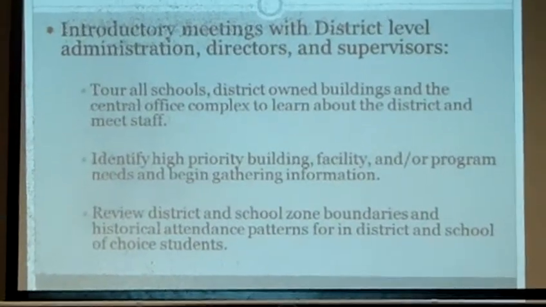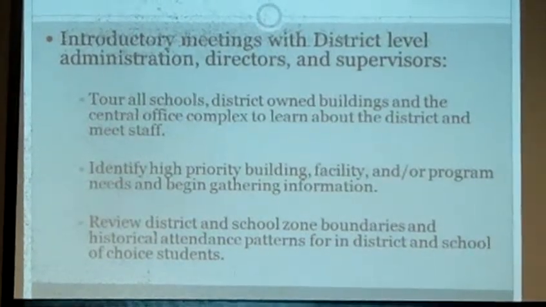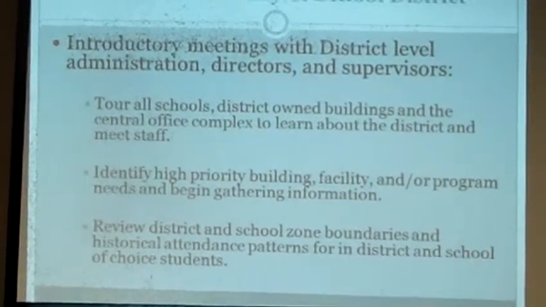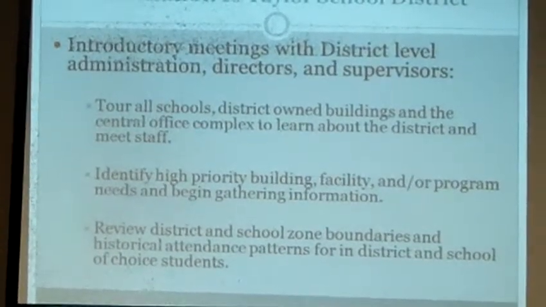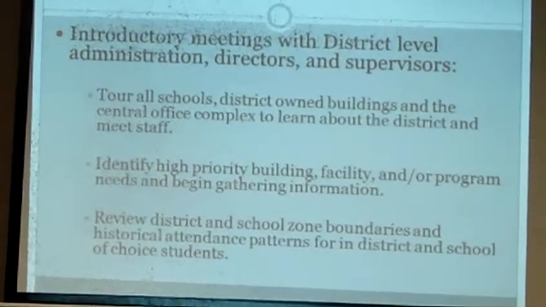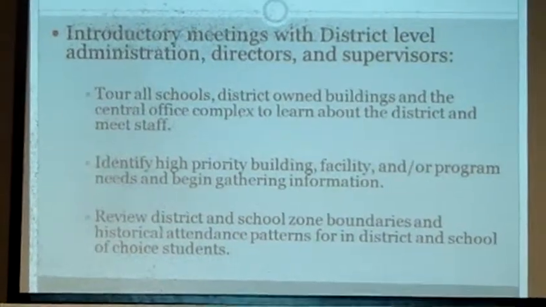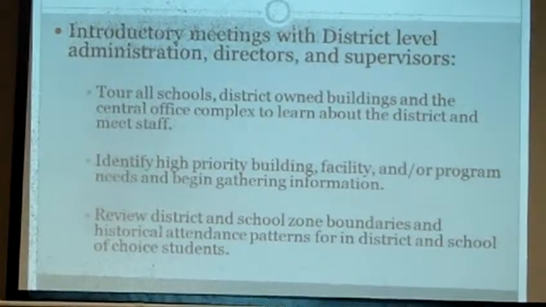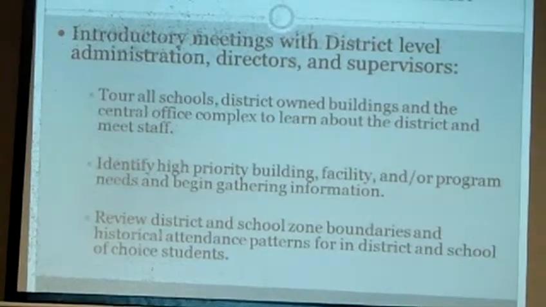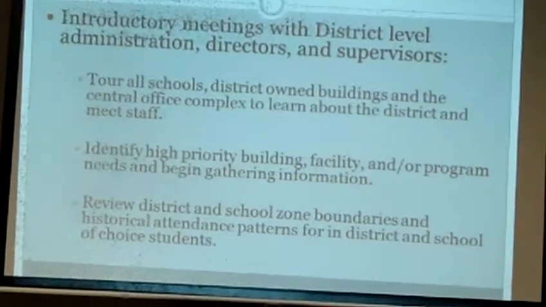I then would identify high-priority building, facility, and program needs, and with the team, start gathering that information. You can never have enough information with which to make a good and informed decision. Then I would take a look at district and school zone boundaries and look at our historical attendance patterns for our in-district and our school of choice students, and try and figure out where we may have opportunities to increase our enrollment. As with all districts, I know this district has had some enrollment decline, and those things are really detrimental to the bottom line. And in order to build that future, you have to retain the kids you have and attract new students.